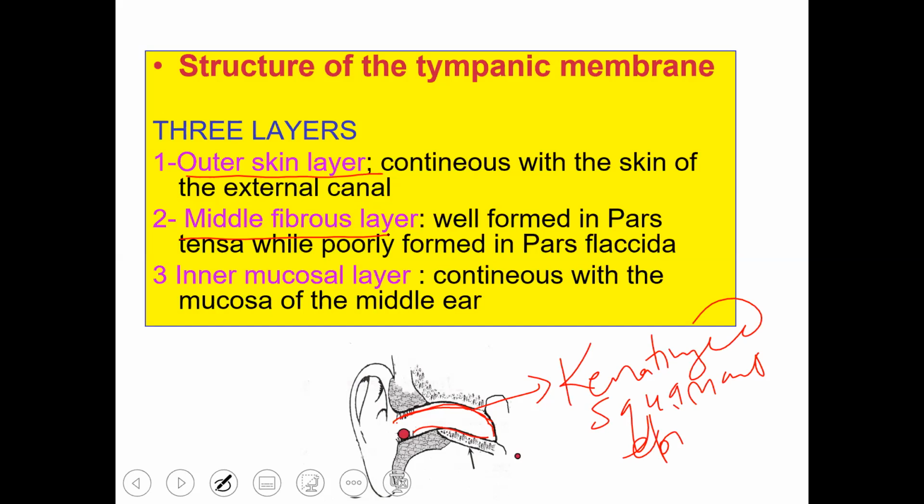The third layer is the mucosal layer, which is the continuation of the mucosa from the middle ear. In between these two, the mucosal and the epithelial layers, lies the fibrous layer. It is called the fibrous layer because it consists of muscle fibers. These muscle fibers give strength to the tympanic membrane.